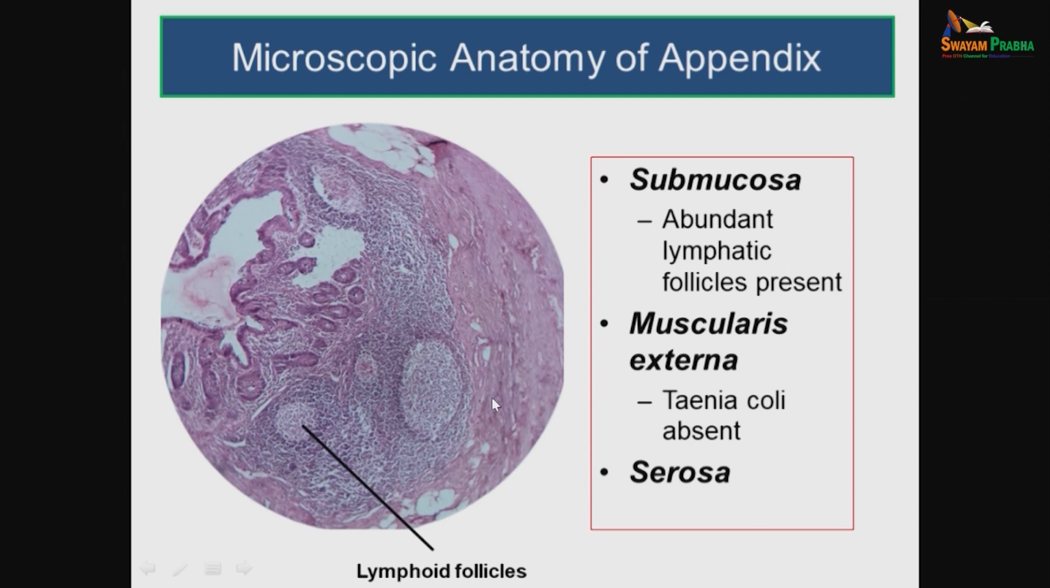But here in the section, you can see the uniform muscular layer of circular smooth muscle and longitudinal smooth muscle. Outer to the smooth muscle is the serosal layer. Again, it is suspended by a mesoappendix, so it is called serosa. It is a peritoneal covering.